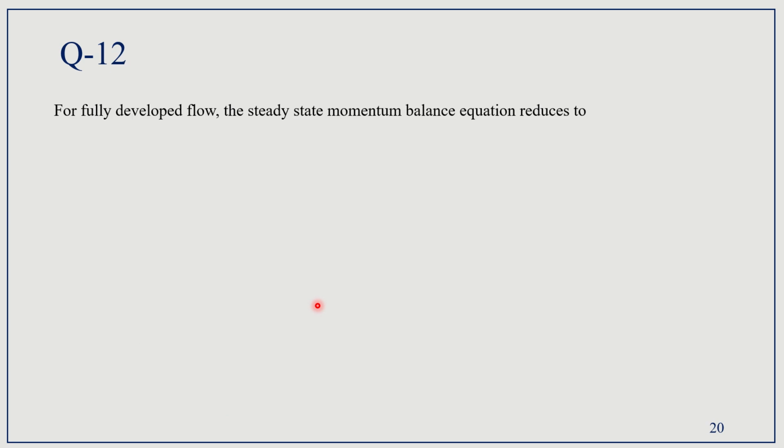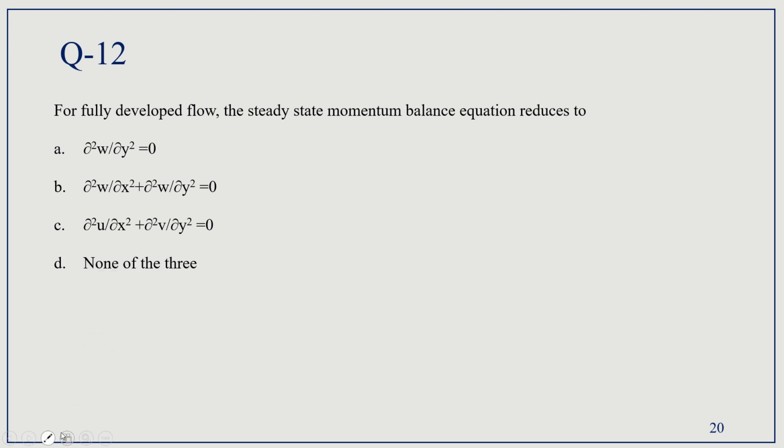So now we'll go to question 12. In question 12, for a fully developed flow, the steady state momentum balance equation reduces to: option A, dou square W by dou y square is equal to 0. Option B, dou square W by dou x square plus dou square W by dou y square is equal to 0. Option C, dou square U by dou x square plus dou square V by dou y square is equal to 0. Option D, none of the three.